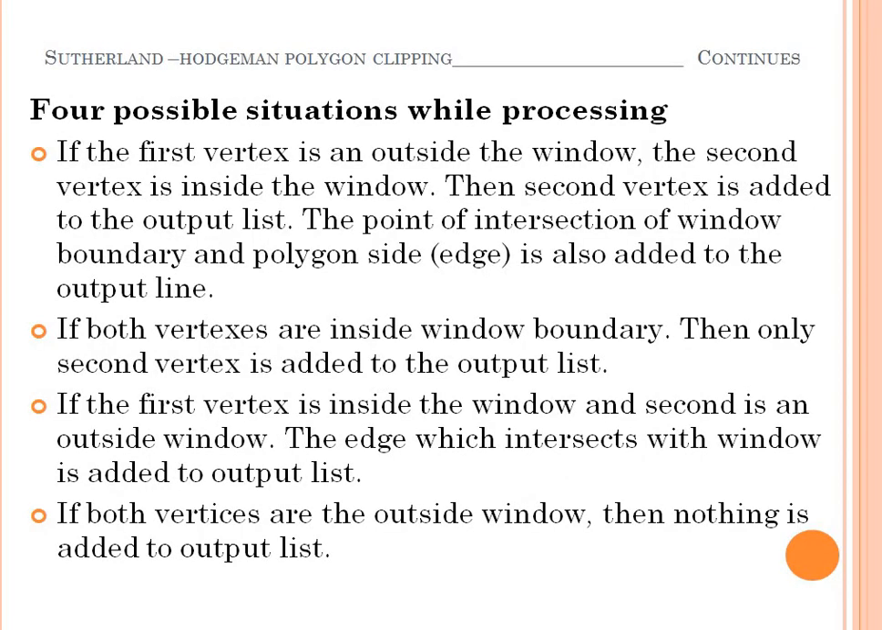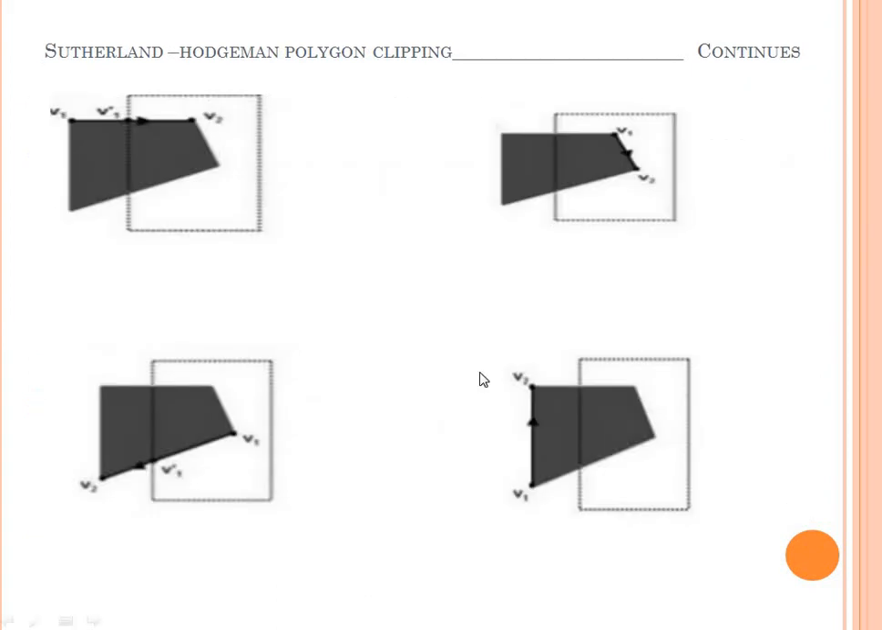Then the last case: if both the vertices are outside the window, then nothing is added to the output list. That is, if both vertices V1 and V2 are outside of the clipping window, there is no need to save any point.